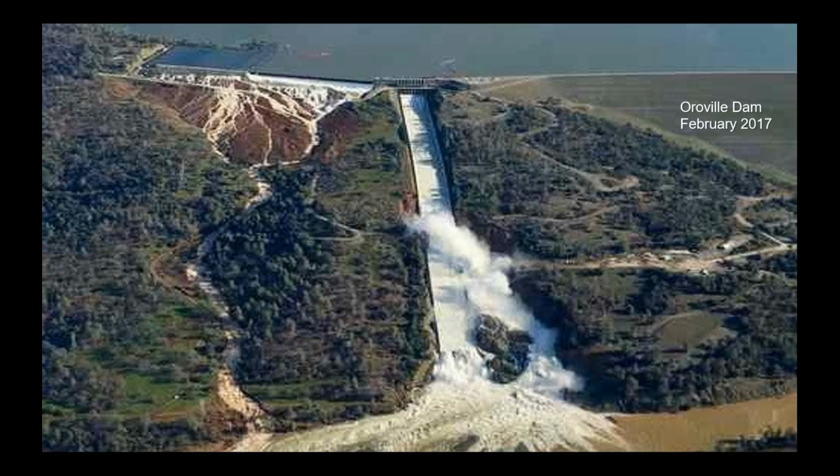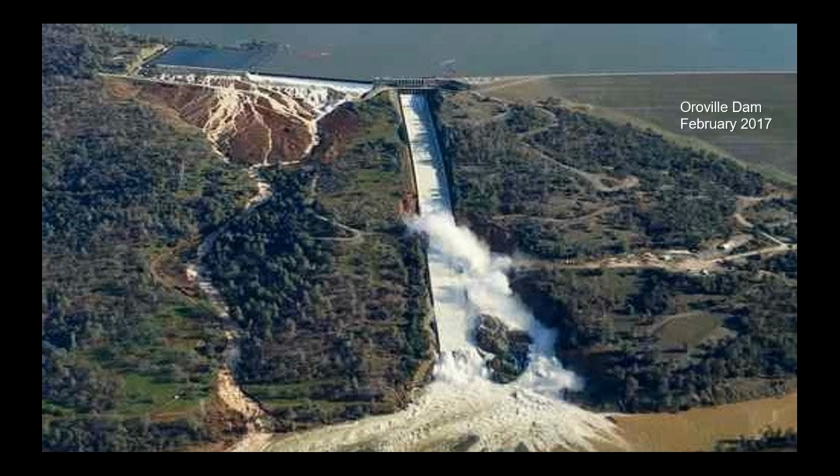Starting with Oroville Dam back in February of 2017. Pretty much everybody in the world knows about Oroville Dam. Not only is it the highest dam in the United States, but what happened to it in February caught a lot of attention. It resulted in almost 190,000 people being evacuated for 3 days.